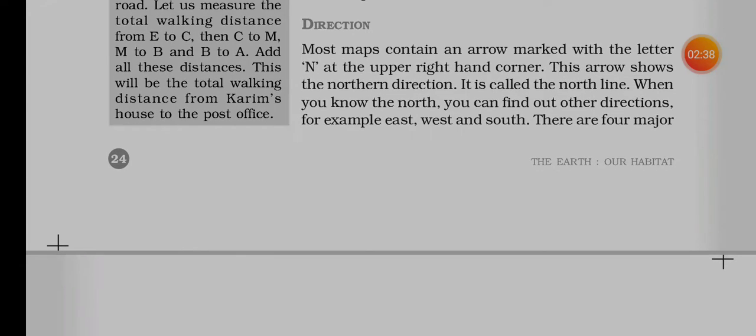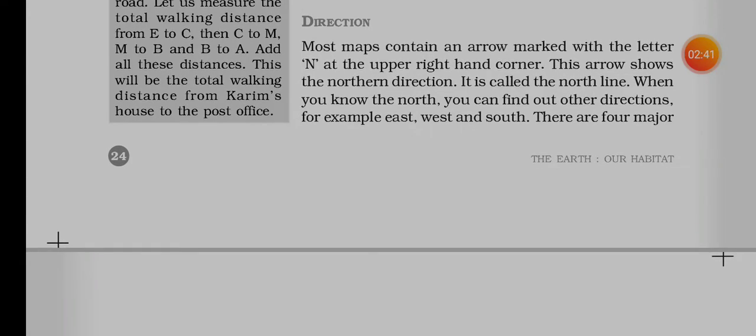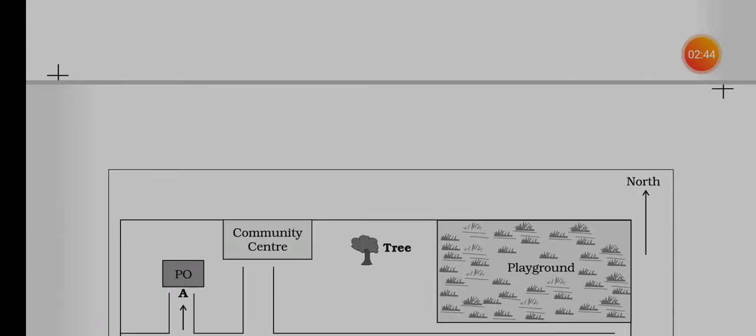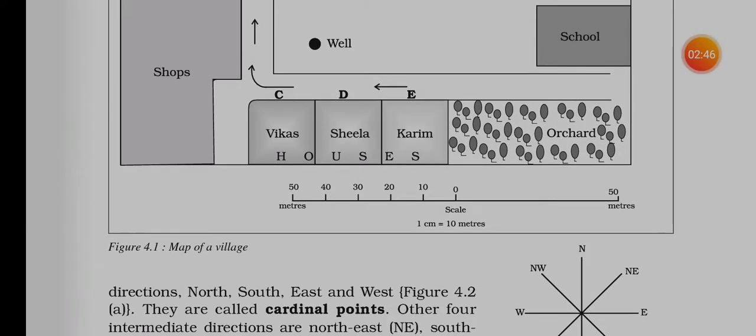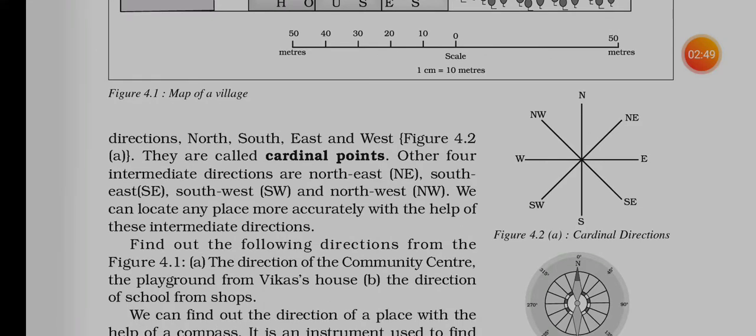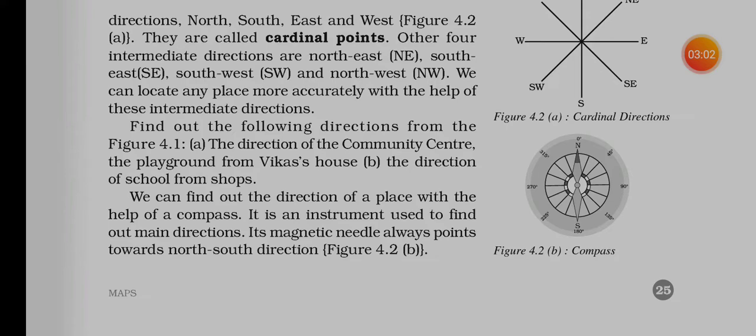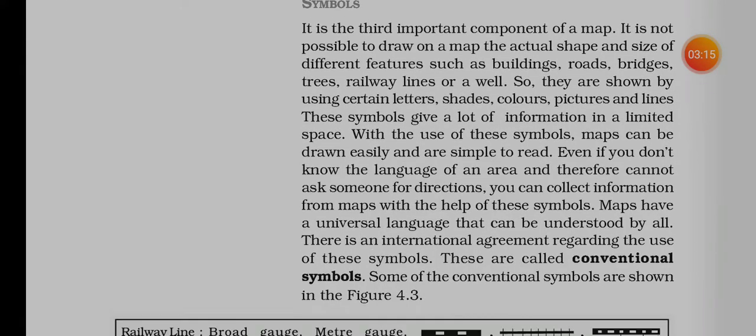So our next component is direction. As we know, there are four main directions: north, south, east, and west. These main directions are called cardinal points. The other four intermediate directions are northeast, southeast, southwest, and northwest. So we use a compass in which the magnetic needle indicates the main direction, that is north, and the other one we have to find. Our next component is symbols.